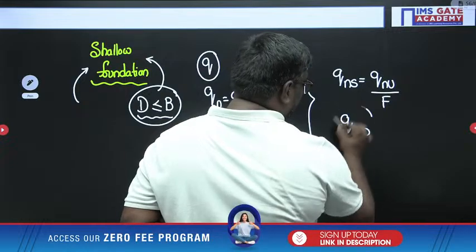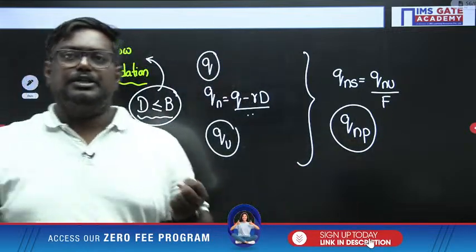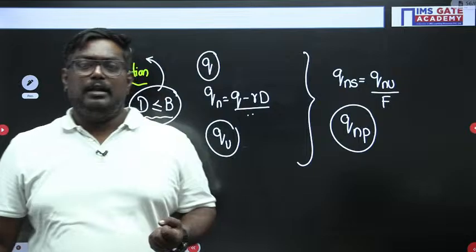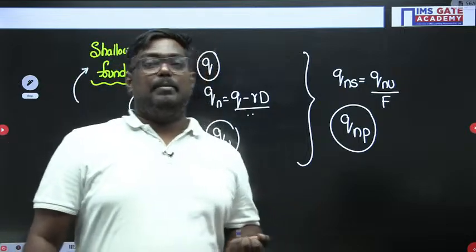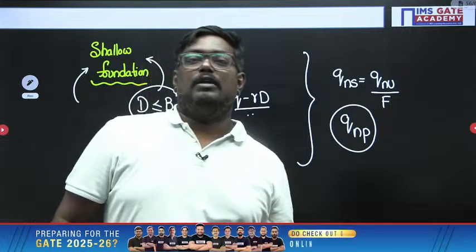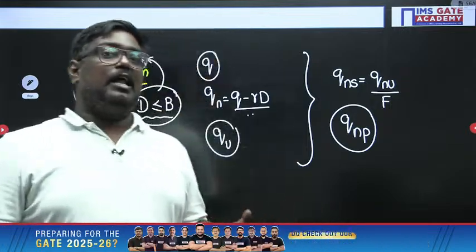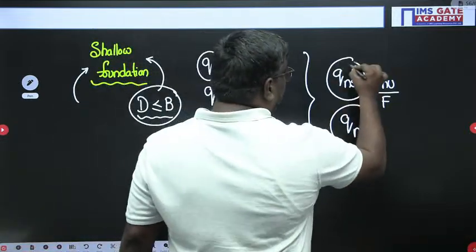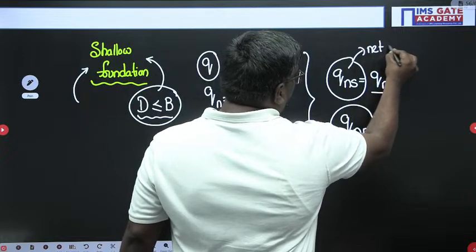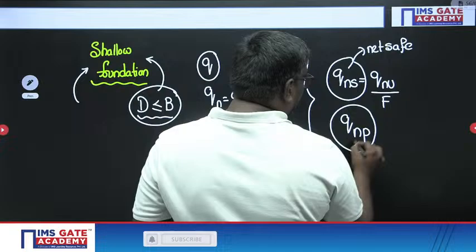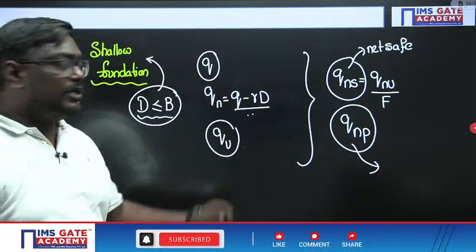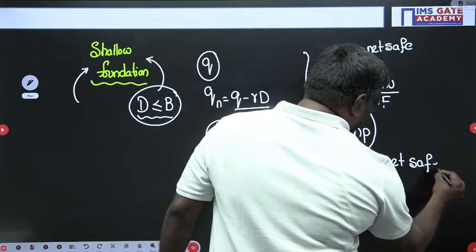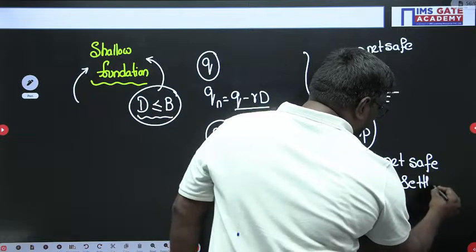And we also have net safe settlement pressure. Sir, in foundation there are two things. A foundation can fail in two ways: in shear, in terms of soil, and in settlement, in terms of soil. In RCC it is one-way shear or two-way shear. Shear helps you find the depth of the foundation. So when we talk about shear failure, we take into account the net safe bearing capacity. If you want to take settlement, then you take the net safe settlement pressure.